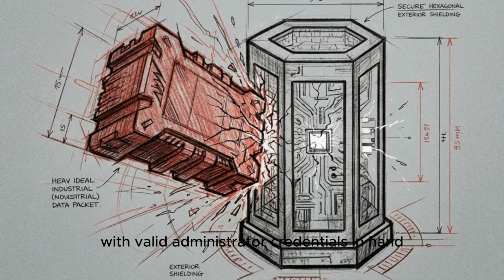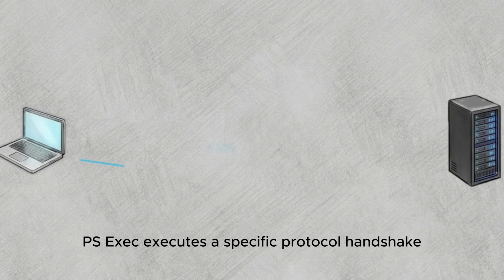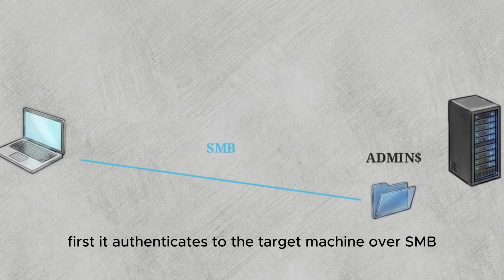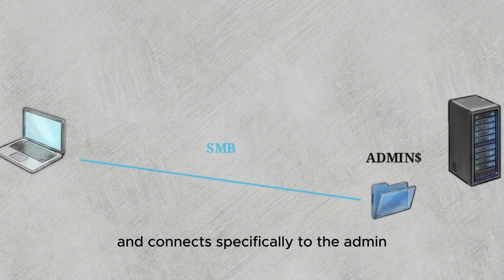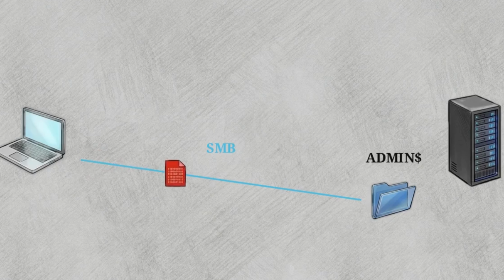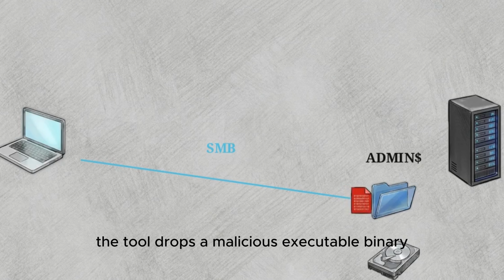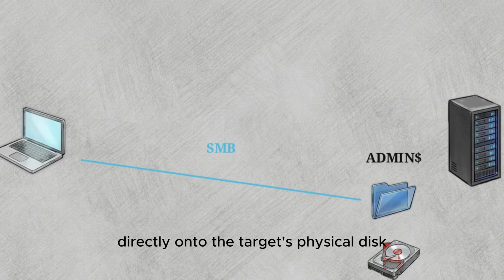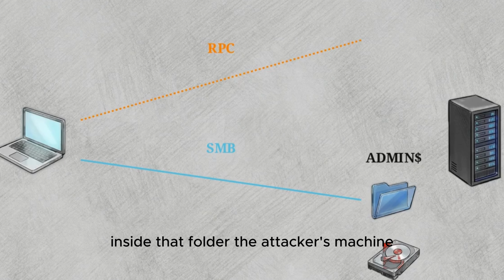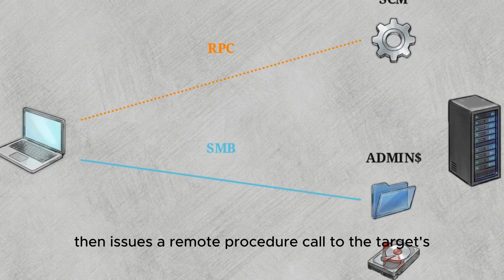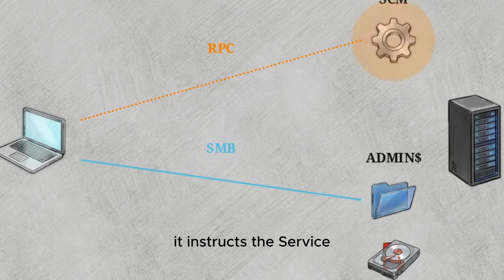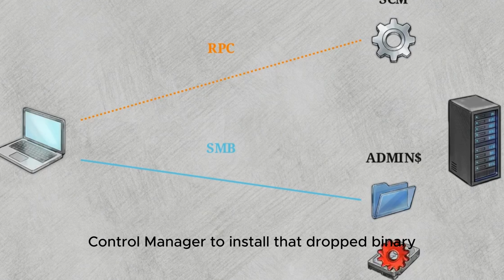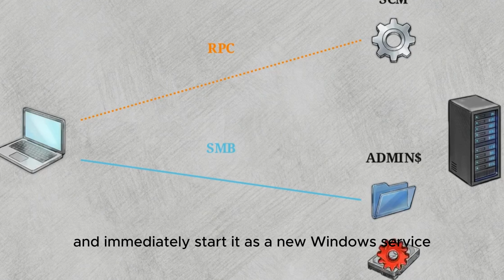With valid administrator credentials in hand, the attacker can bring in the heavy artillery, SMB-based lateral movement tools like PSExec. PSExec executes a specific protocol handshake. First, it authenticates to the target machine over SMB and connects specifically to the admin$ hidden share. Once connected, the tool drops a malicious executable binary directly onto the target's physical disk, inside that folder. The attacker's machine then issues a remote procedure call to the target's service control manager. It instructs the service control manager to install that dropped binary and immediately start it as a new Windows service.